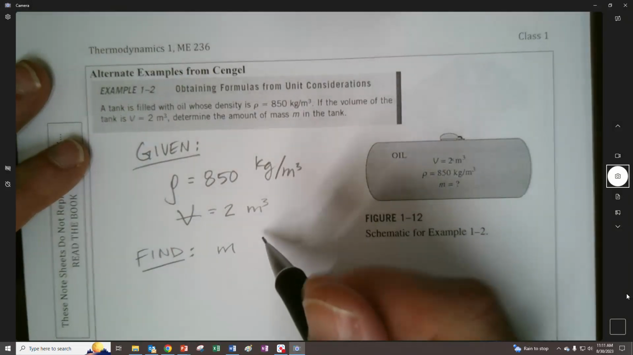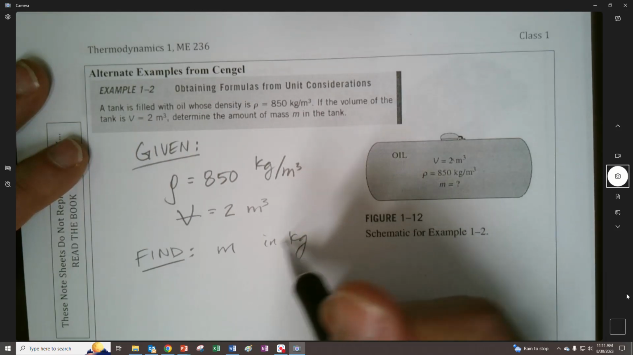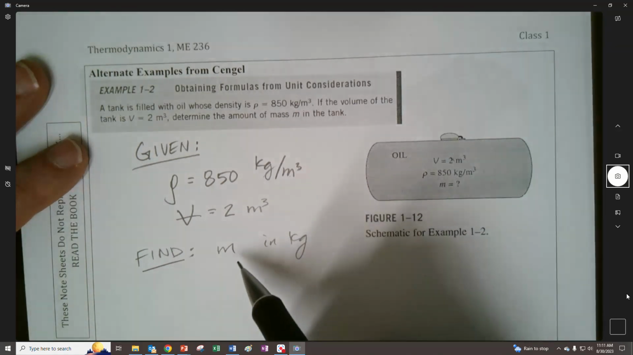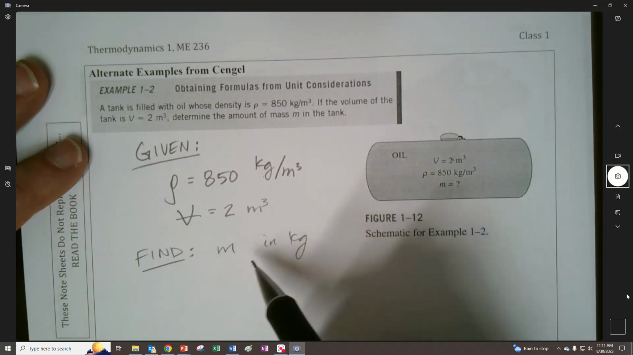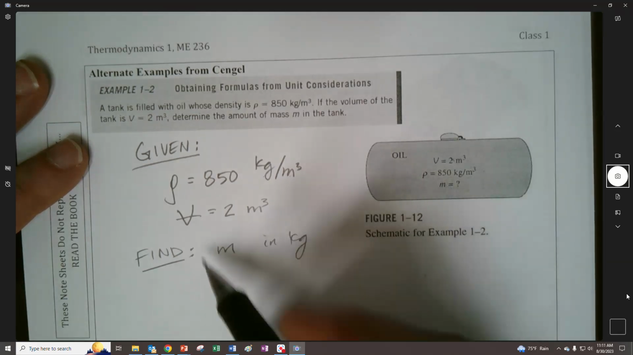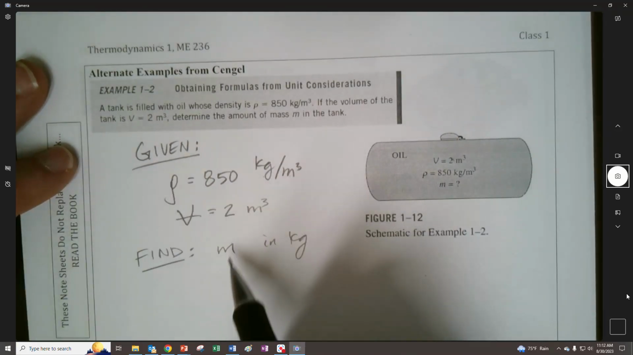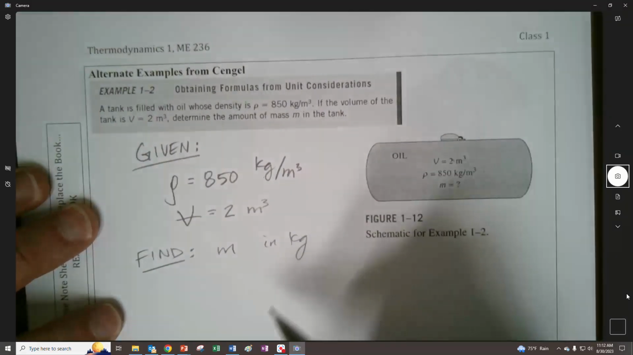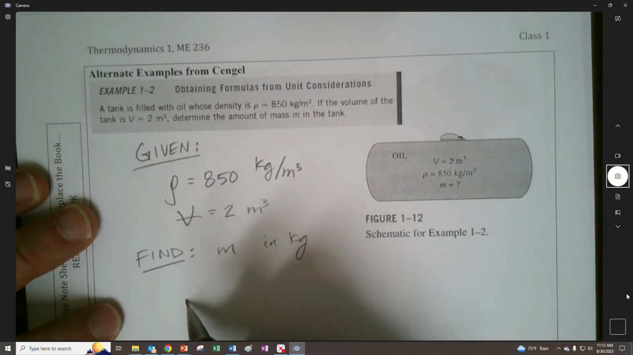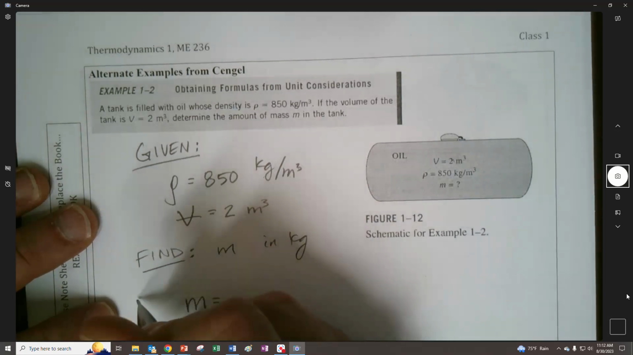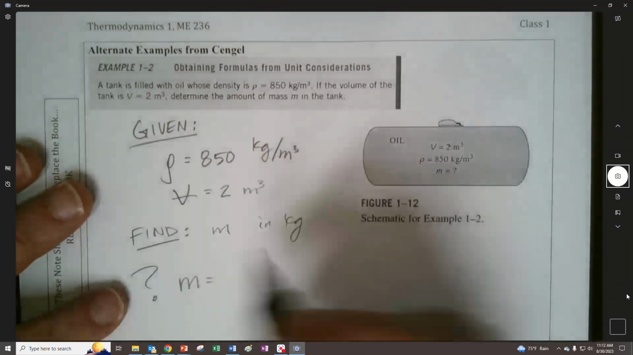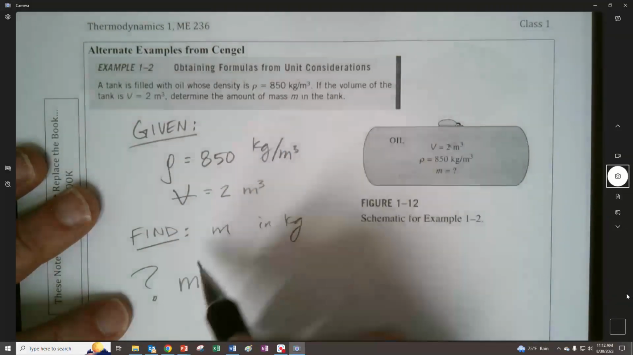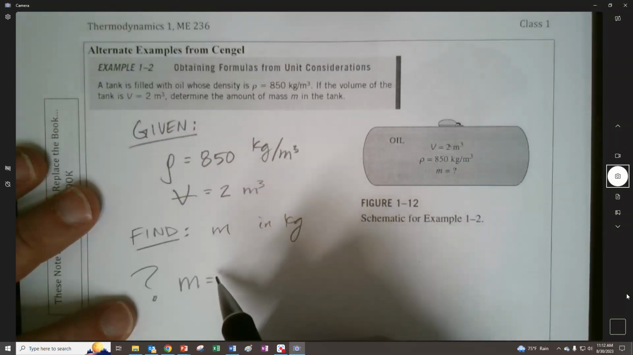So the mass is in kilograms, right? Like, oh, we have kilograms here, cubic meters here. Think the thing through and go, well, wait a minute, should I multiply or should I divide? You might not know, right? Does M equal, question mark? I'm writing this down, but this is just me thinking. This isn't necessarily how you would write your homework problem. This is just my thought process.